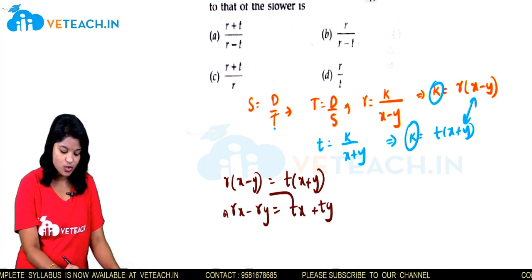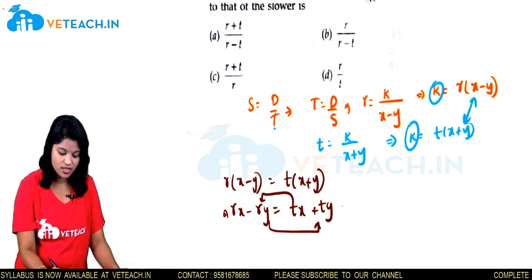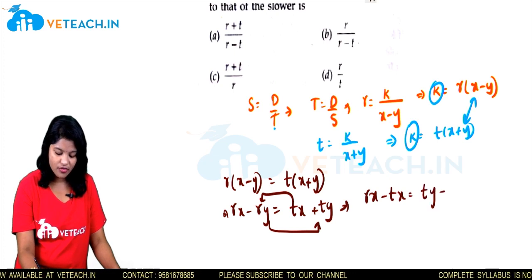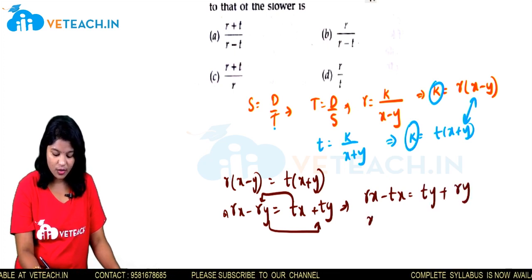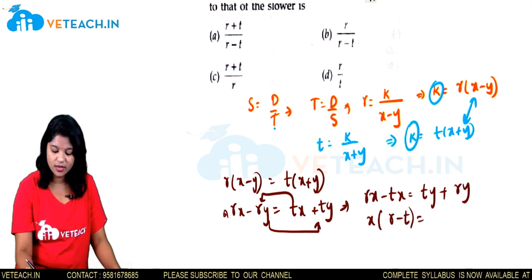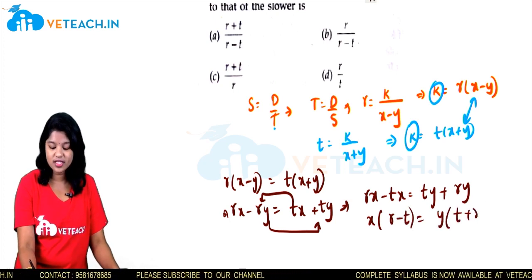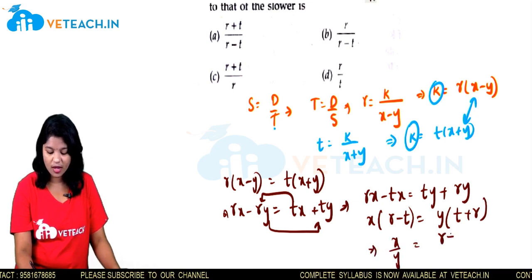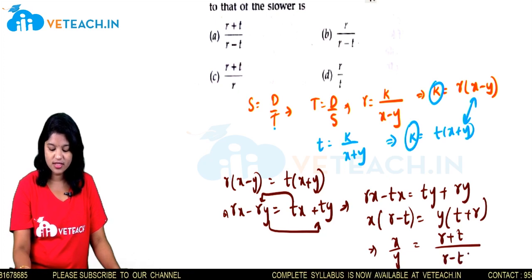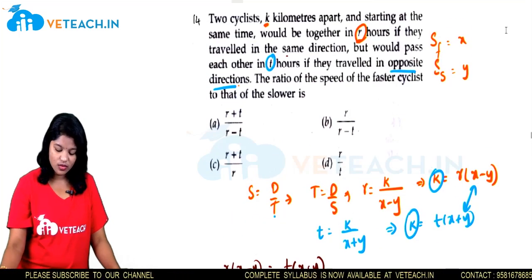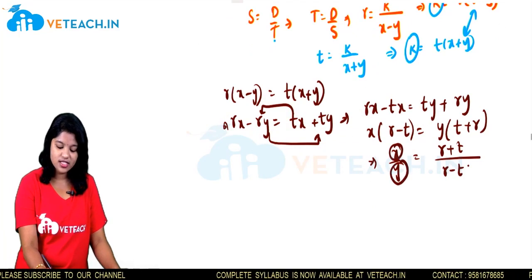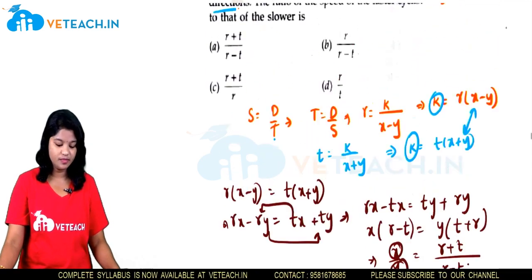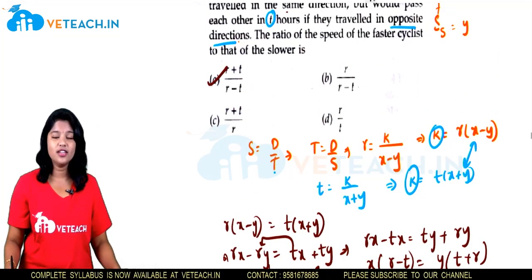So bring all the x terms to one side and y terms to the other side. So rx minus tx is equal to ty plus ry. Now take x as common, we get r minus t. Take y as common, we get t plus r. So x by y is equal to r plus t by r minus t. So this is nothing but the ratio of the speed of the fastest cyclist to the slowest cyclist, that is r plus t by r minus t. So option A is our correct answer.